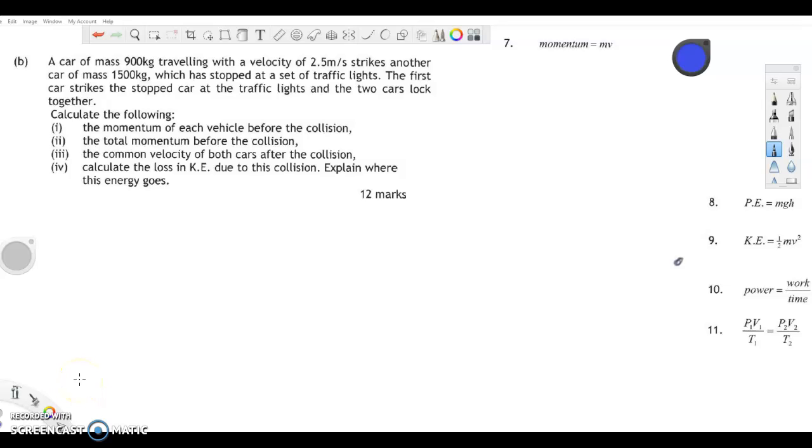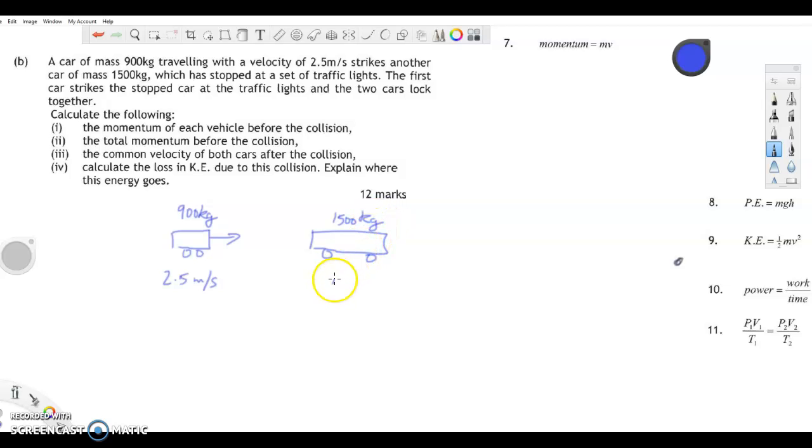Right, we have a car of mass 900 kilos, travelling with a velocity. Here's our car heading this way, 900 kilos, travelling with a velocity of 2.5 meters per second from left to right, and it strikes another car of mass 1500, so this is a bigger car, a 1500 kilogram car.